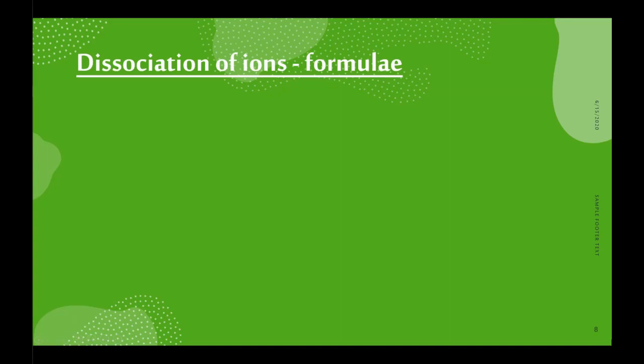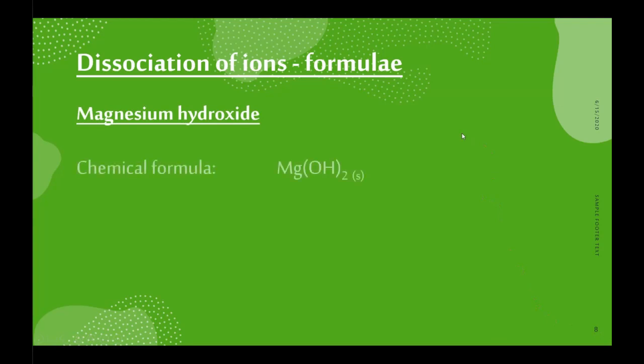First of all, if we look at the formula for things and see how that's important. So let's look at the example of magnesium hydroxide. First of all, magnesium hydroxide has the chemical formula of Mg(OH)2, and this little s here tells us that at the moment this magnesium hydroxide is in a crystal lattice, it's solid.